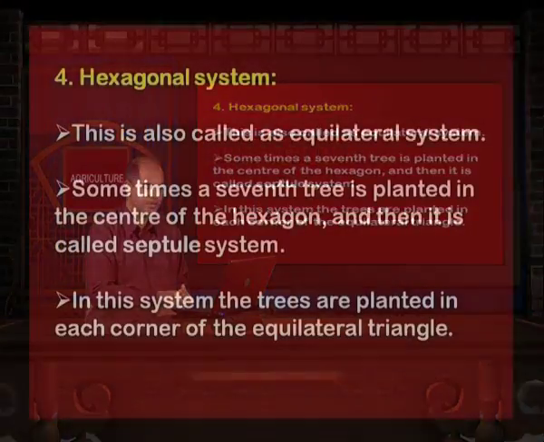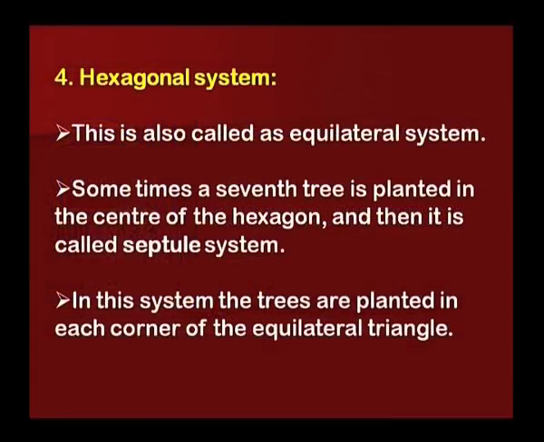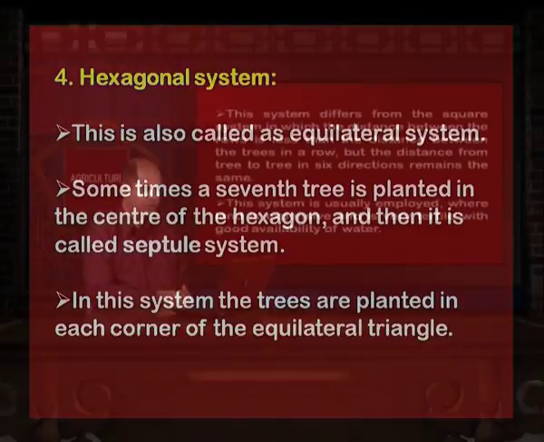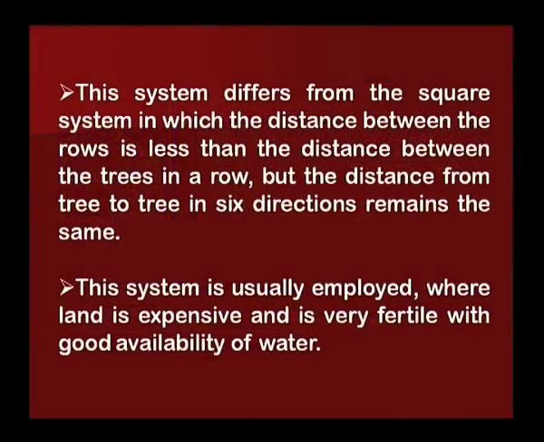Hexagonal system. This is also called the equilateral system. Sometimes a seventh tree is planted in the center of the hexagon, and then it is called the septule system. In this system, the trees are planted at each corner of an equilateral triangle. This system differs from the square system, in which the distance between the rows is less than the distance between the trees in a row, but the distance from tree to tree in 6 directions remains the same.